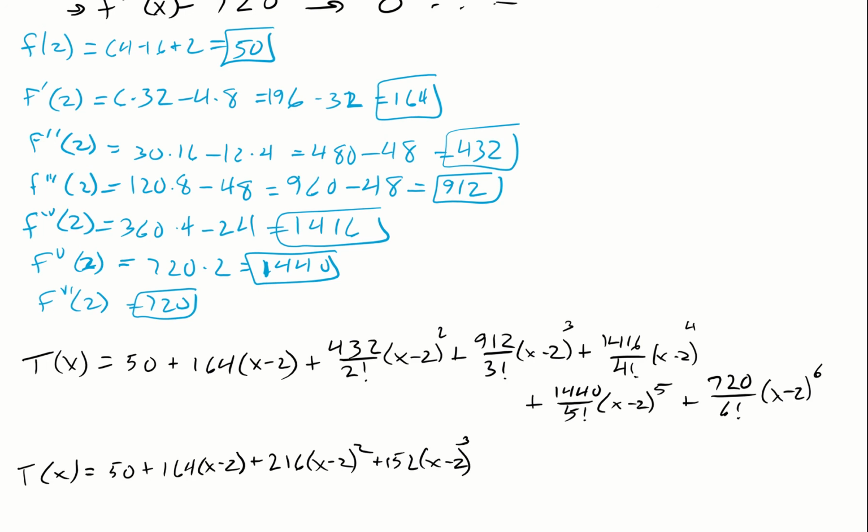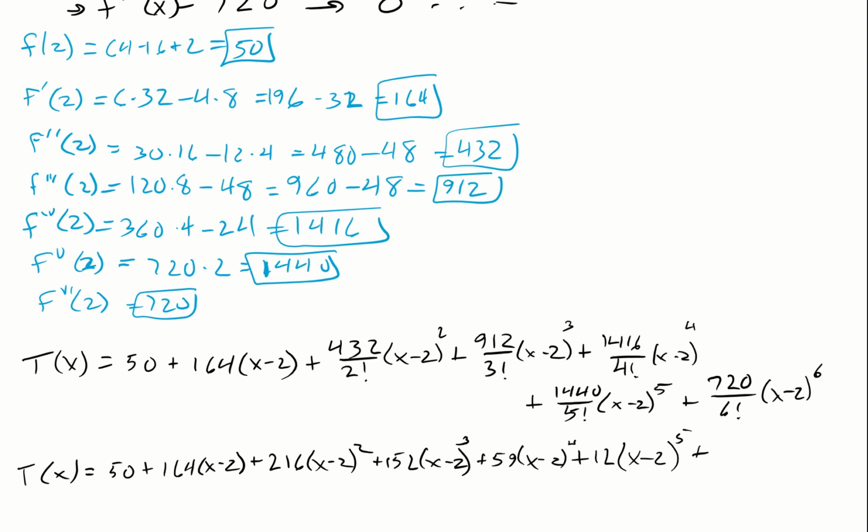Okay, you can stop watching, but I'm having fun. And then I'm going to go 1416 divided by 4 factorial. I can't see my thing. That's going to be 24. So 59. So plus 59 x minus 2 to the 4th. And then 1440 divided by 120 is that guy, is 12. So plus 12, x minus 2 to the fifth.